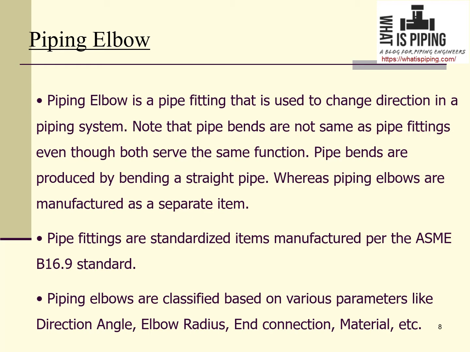Piping bends are not the same as pipe fittings, even though both serve the same function. Piping bends are produced by bending a straight pipe, whereas piping elbows are manufactured as a separate item. Pipe fittings are standardized items manufactured per the ASME B16.9 standard. Piping elbows can be classified depending on various parameters like direction angle, elbow radius, end connection, and material. Now you will see that depending on end connection and material, most of the pipe fittings can be categorized, and the type of category is almost similar in all cases.